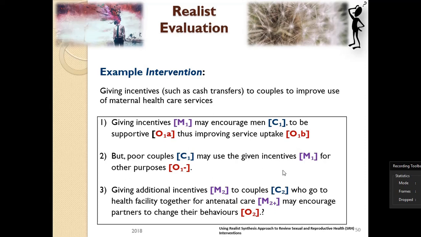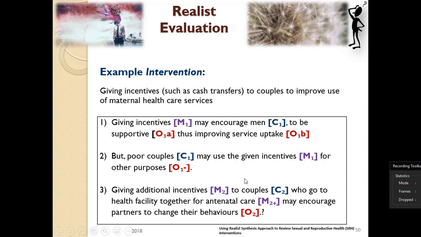Okay, it is positive. But these poor couples, which is context 1, may use the given incentives, if you are giving them money, that is mechanism, for other purposes. Maybe they are purchasing other items that they didn't need. For instance, in one case, the mama kits were being given to these poor women, and because they did not have other needs such as food and so on, they decided to sell some of these to exchange these items for monetary resources, to use those monetary resources to get other needs. So that is an unintended outcome, and that is why we are having a negative here. Okay.